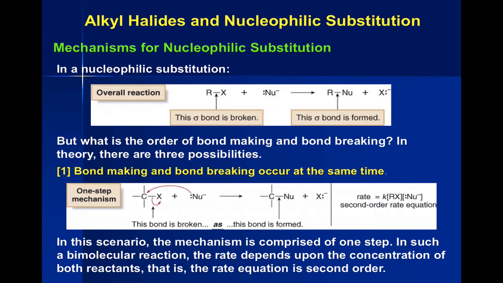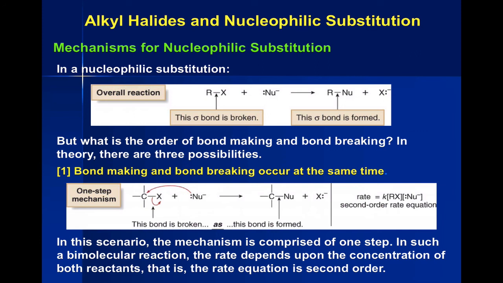Now let's think about some potential mechanisms for this nucleophilic substitution. The overall reaction is really easy to see. We are substituting the nucleophile for the halogen. We're basically doing a bond swap, if you will. But there are at least a couple of ways in which we can imagine this happening. We can imagine that bond making and bond breaking occur at the same time, which is exactly what we've drawn up here. As I'm making the carbon-nucleophile bond, I am breaking the carbon-leaving group bond. I am making a bond and breaking a bond at the same time. Okay?